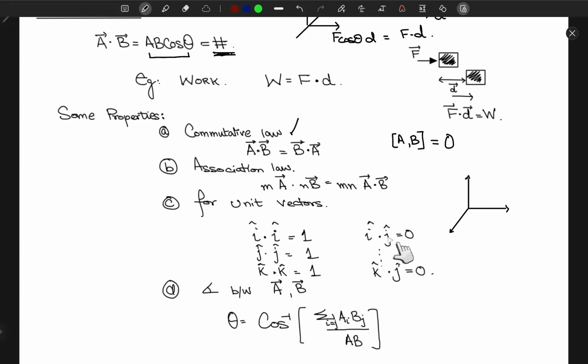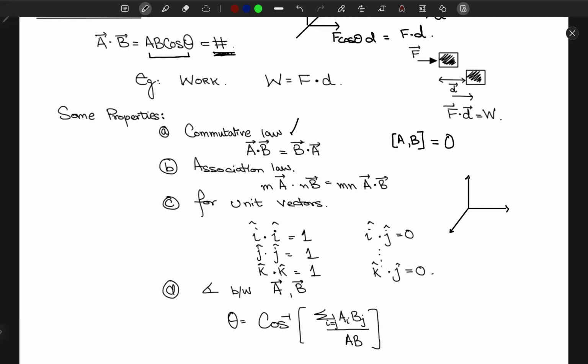But i and j do not give you 1. They give you 0. Right, perpendicular. Yeah, exactly. So no component of i lies along the direction of j. So it means that i and j are orthogonal.